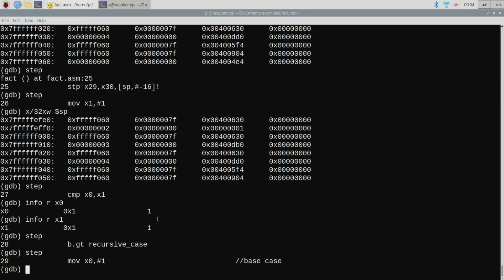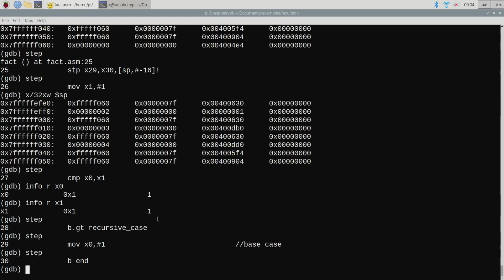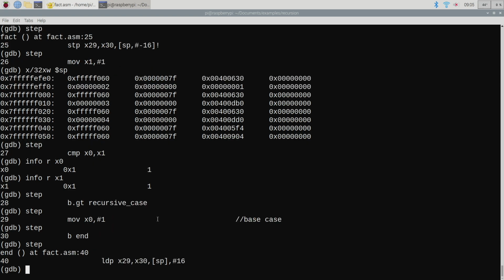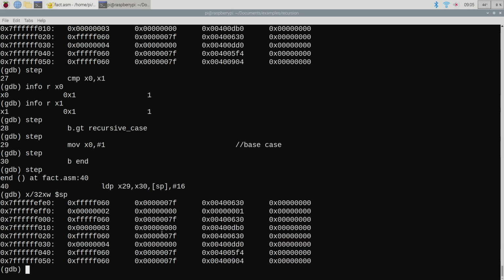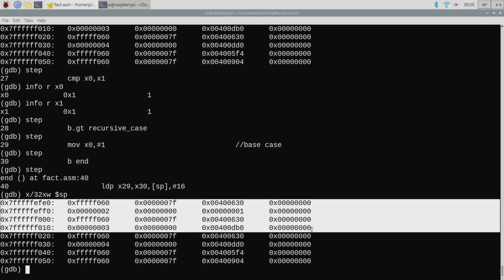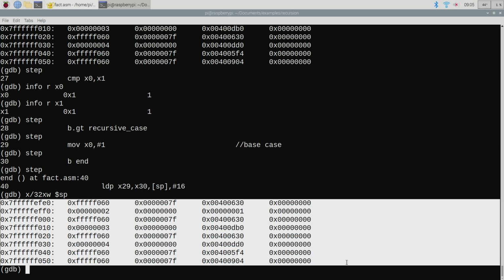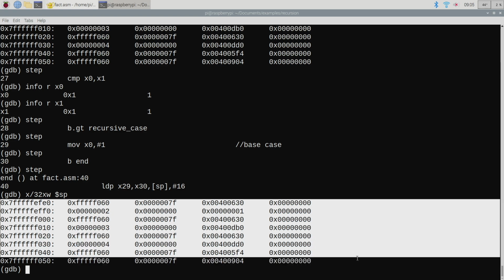Our base case, which was just to put the answer 1 in the register, and branch to end. Okay, what does end do? We're going to start unwinding the stack. Okay, so before I do that, let's look at the final value of the stack. Okay, so it was all of, I think, this, right?